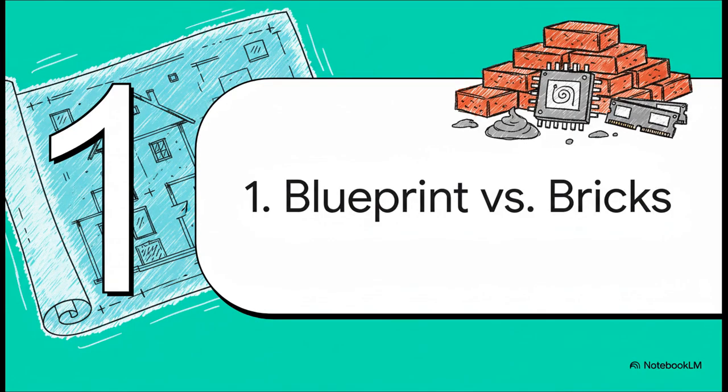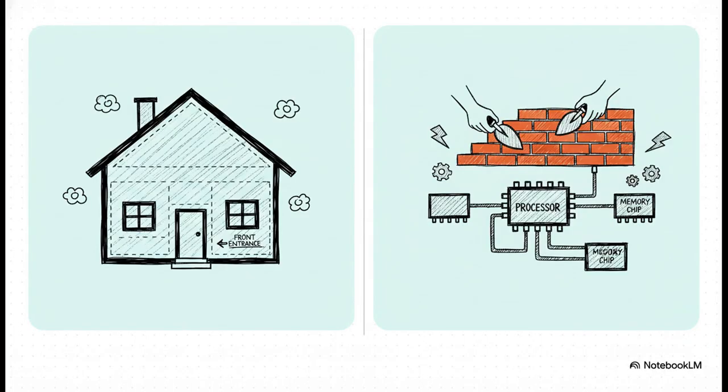Probably the best way to wrap your head around how a computer is built is to think about building a house. I mean, you wouldn't just start laying bricks without a plan, would you? Of course not. You need a blueprint first, then you get the bricks. Computer design works the exact same way. And this right here is the key distinction. Computer architecture, that's the what.